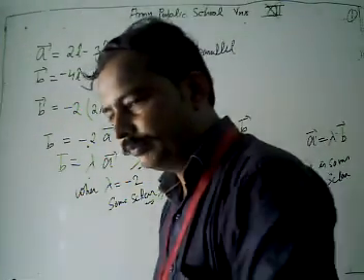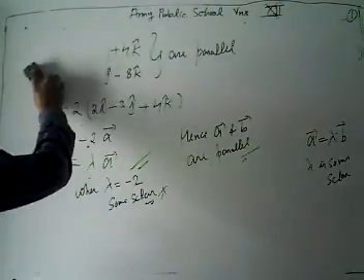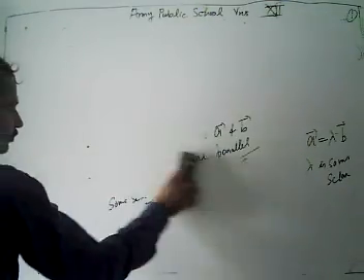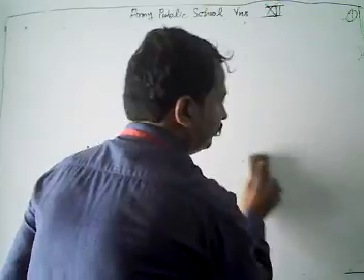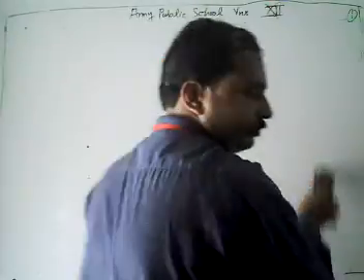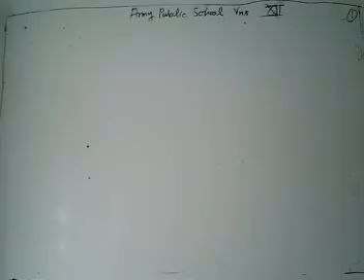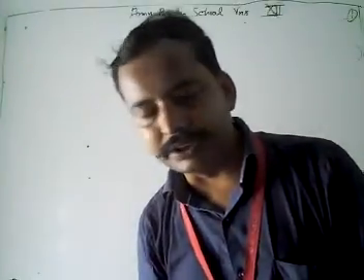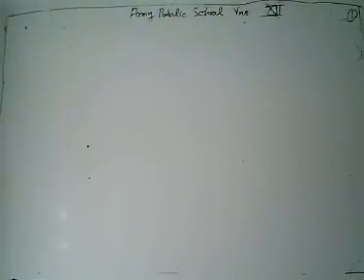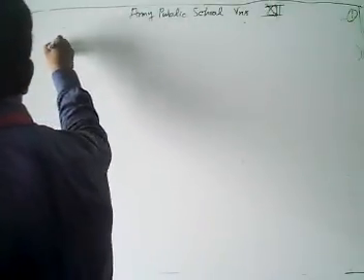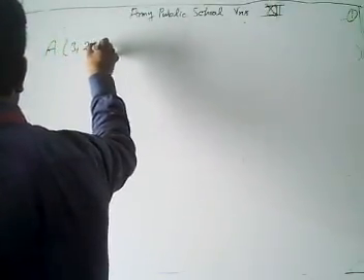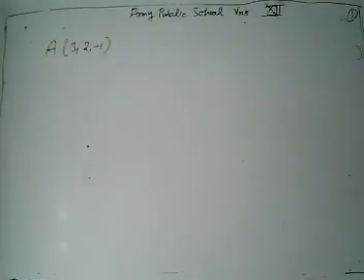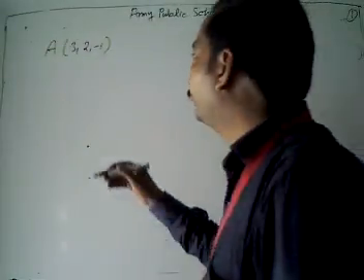Then let's move to our next problem. Now we have points A, B, C and we have to show that these three points are collinear to each other. We have three points given: A is 3, 2, minus 1, and B is 2, 3, 4.